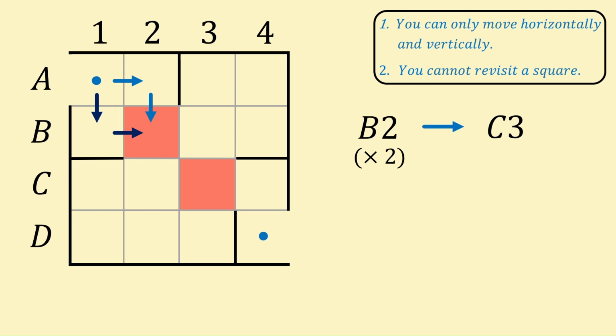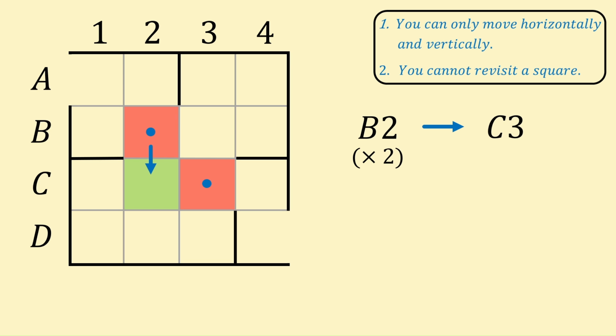From B2, our two options would be to go to B3 and C2. We could go to A2 or B1, upwards or to the left of our square, but this would involve revisiting a square at some point to pass through C3, so this won't be possible.